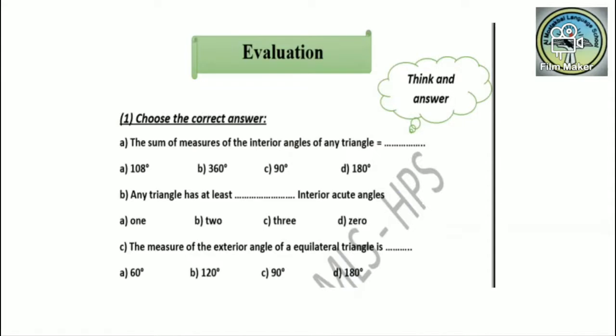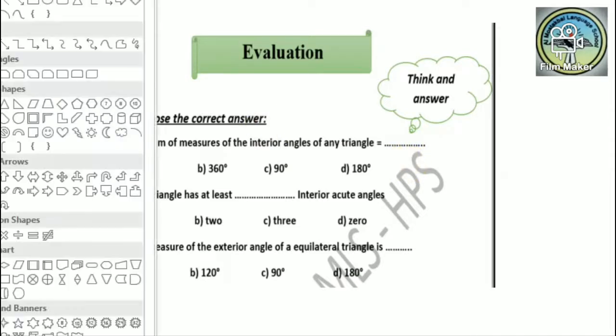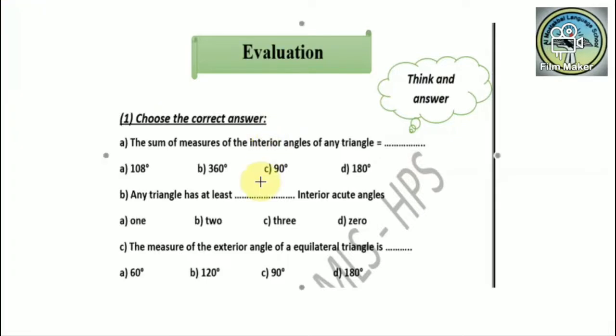Open your booklet on the evaluation, please. The first question, choose letter A. The sum of measures of the interior angles in any triangle equals 180 degrees.